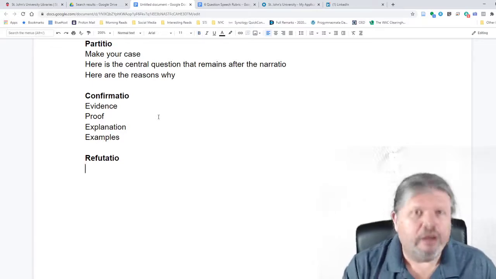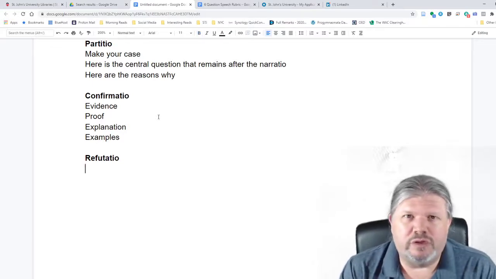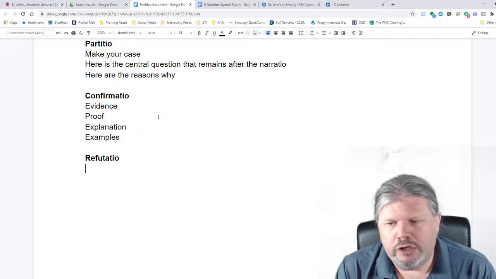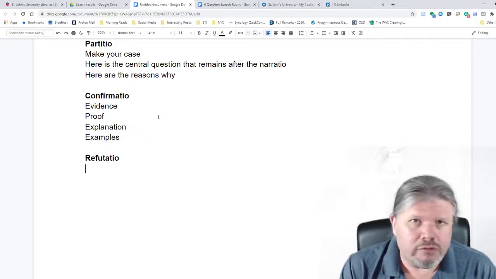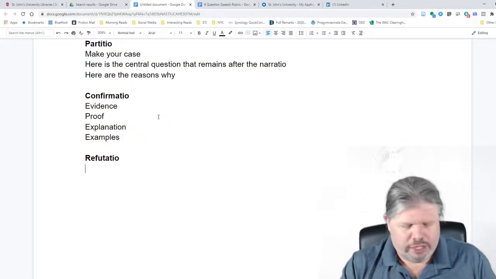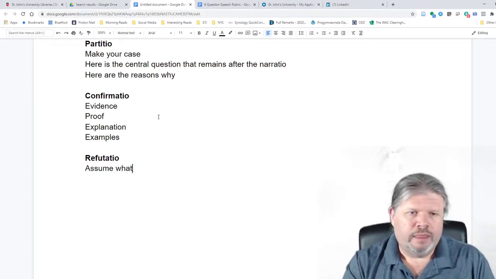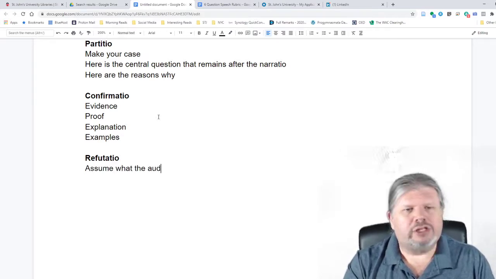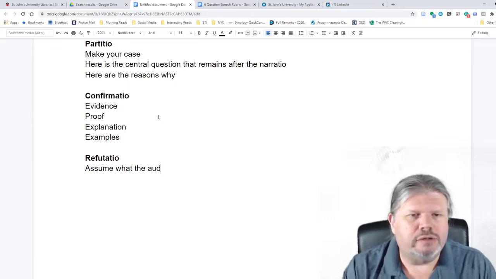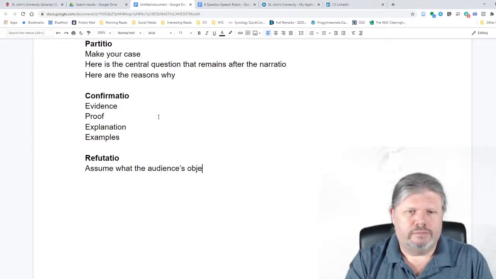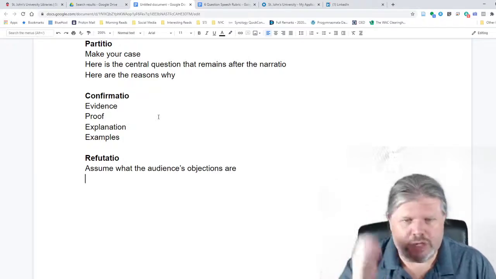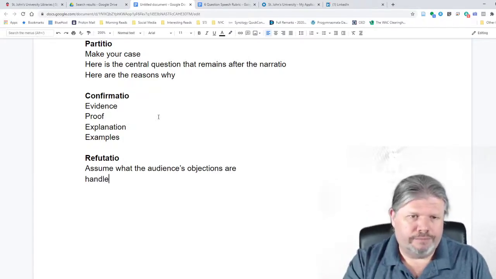Refutatio is the next one. Now, this is one that a lot of you guys left out in the first speech, which is understandable because you're just kind of getting your feet wet, getting things together. Refutatio is where you assume what the audience's objections are and then handle them. Actually, now I think about it, one person did do this.